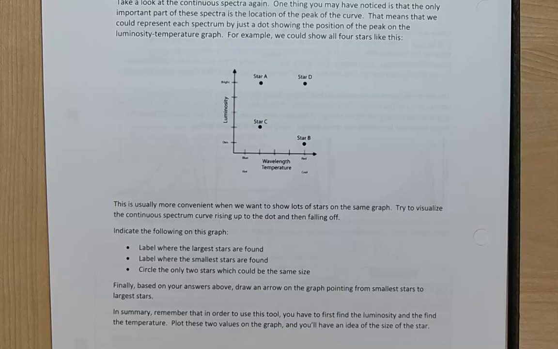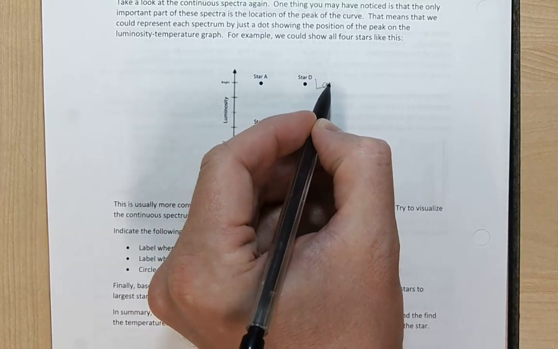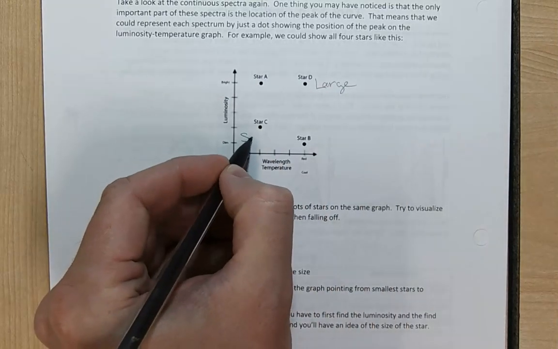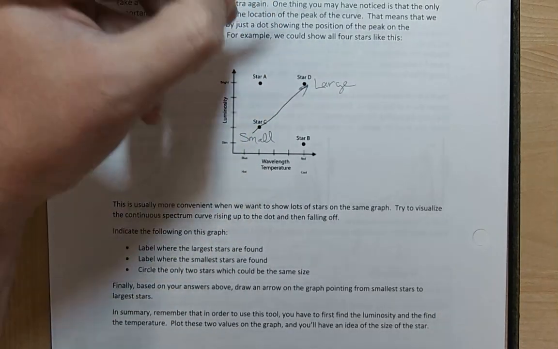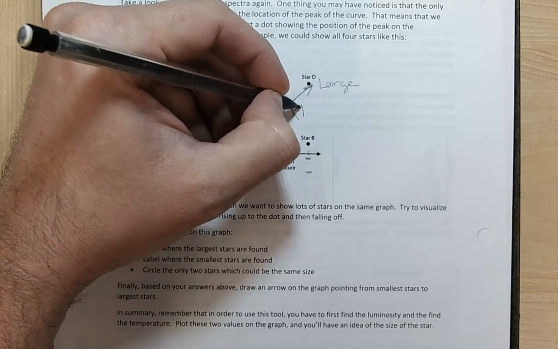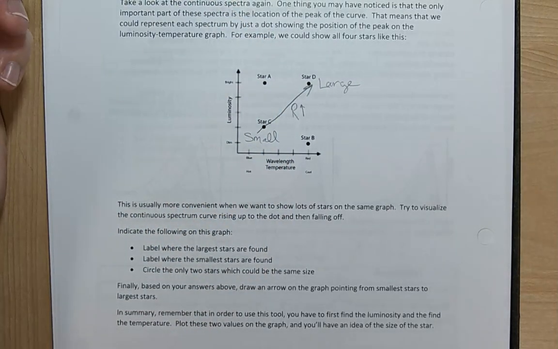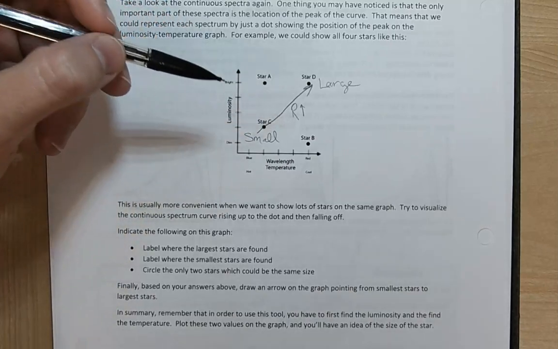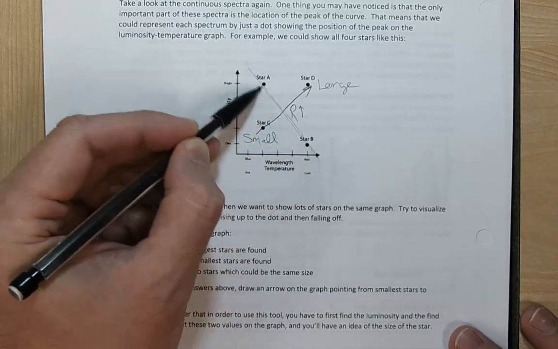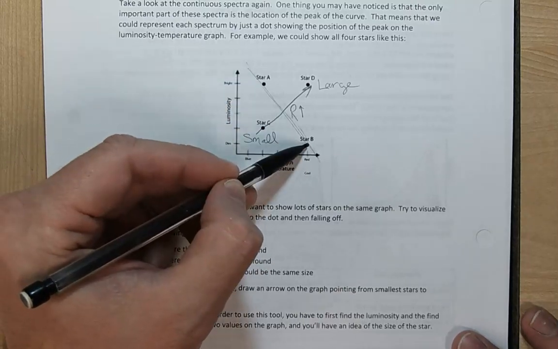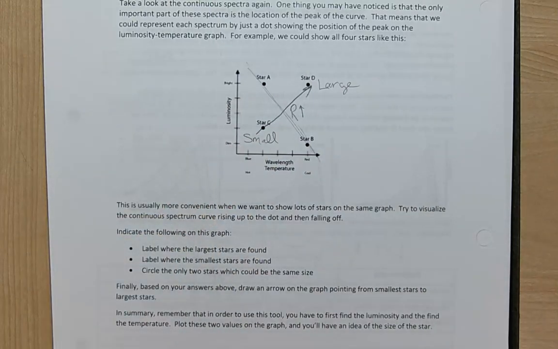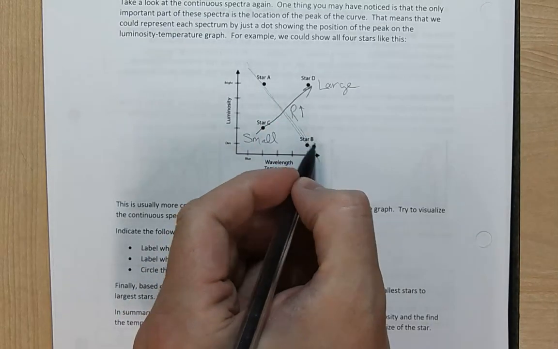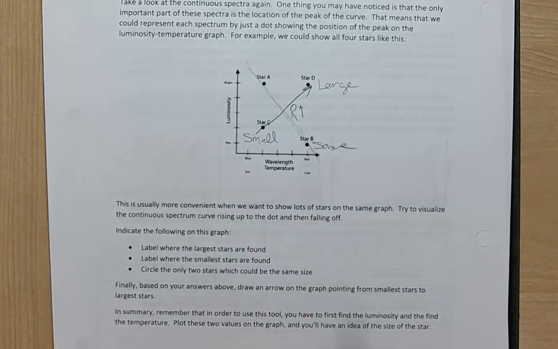Where are the largest stars found? Up here, and the smallest stars are in this corner. So as you go from lower left to upper right, the radius increases. So C must be the smallest, D must be the largest, and A and B are sort of at the same place along this arrow, so it looks like they very well could be the same size.